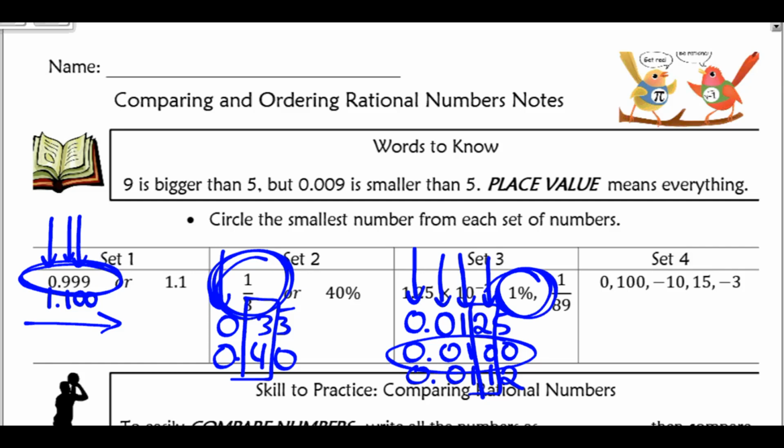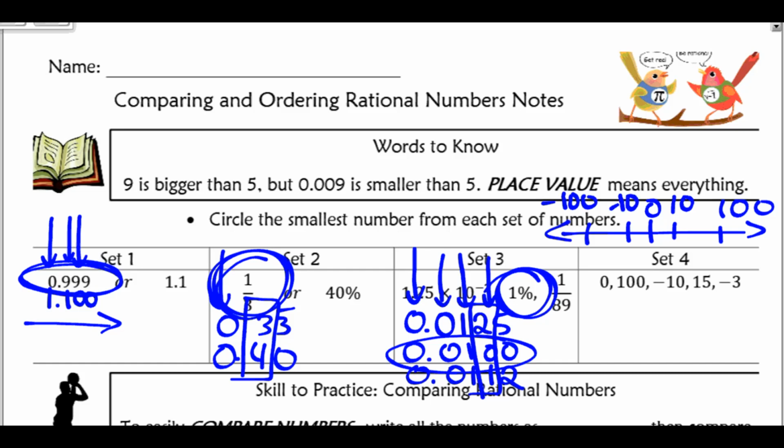On set 4, we're comparing all integers. There's positives and negative ones, but there are no decimals. I really want to draw a number line for this, just so you get an idea of what that looks like. And I'm just going to draw a general number line. I'm going to put 0 here, 100 here, and negative 100 here. Then I want to think about where positive 10 is and negative 10 is. Positive 10 is going to be on the right side. Negative 10 is here.